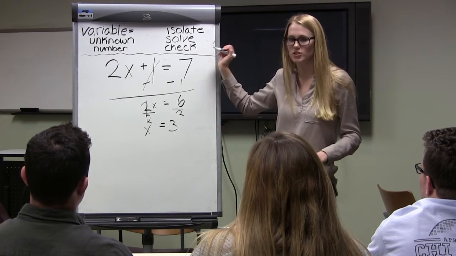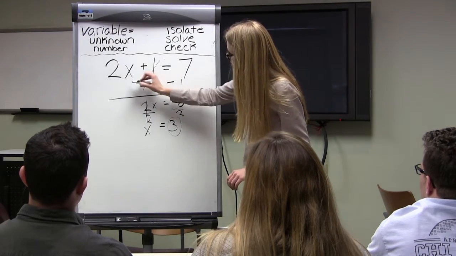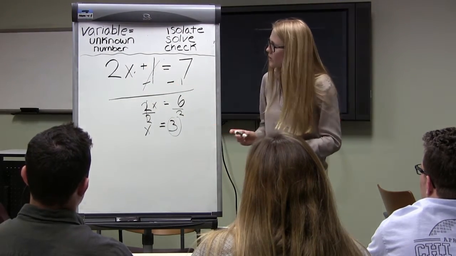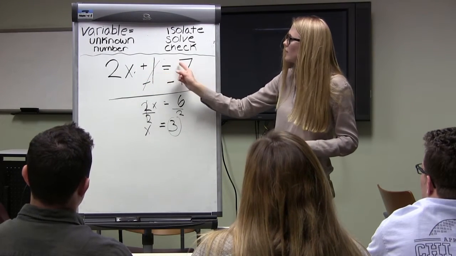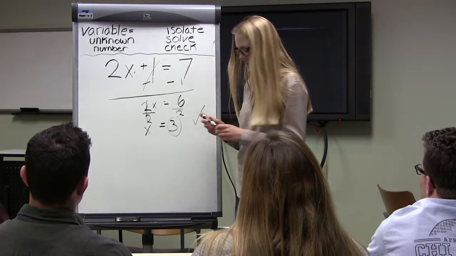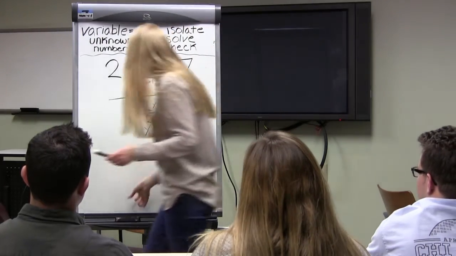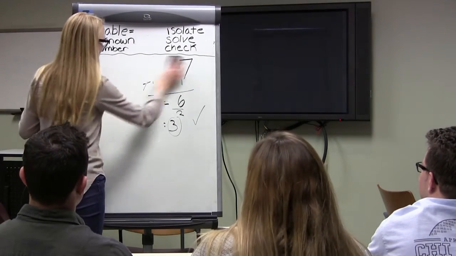So the last step of the equation is to check to make sure this is correct. And we check by plugging this number back into the equation for x. So 2 times 3 is 6, plus 1 is 7. So this is correct. Does anybody have any questions? You guys got it? Good job.